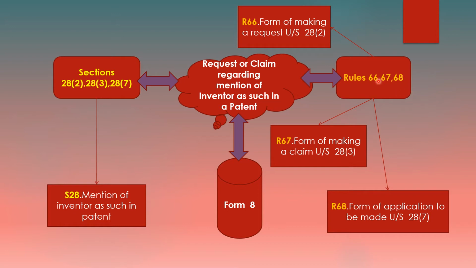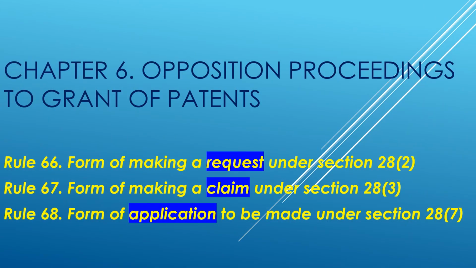So what is Rule 66? The title is Form of Making a Request under Section 28, subsection 2. Rule number 67 is Form of Making a Claim under Section 28, subsection 3. Similarly, Rule 68 is Form of Application to be made under Section 28, subsection 7. Rules 66, 67 and 68 all come from a single chapter, that is Chapter 6, and the title is Opposition Proceedings to Grant of Patents.